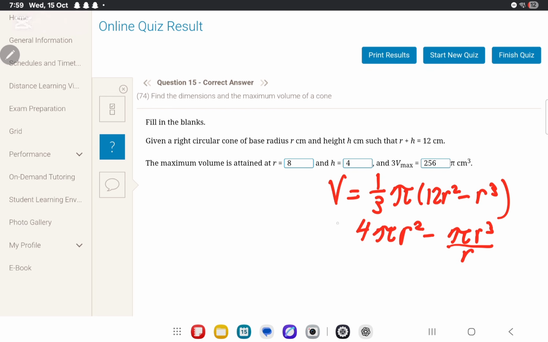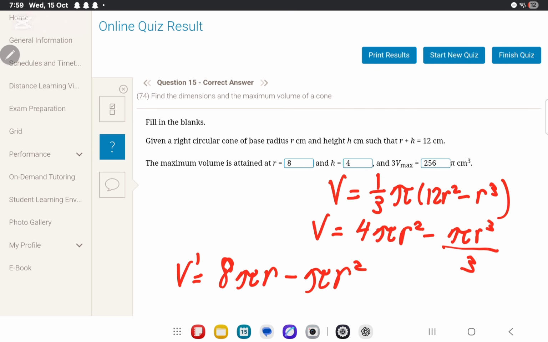This is V, right? So you are going to derive this. Now V prime is equal to 8 pi r minus... here I can simplify this, right? So r, this is gone, this goes to r squared, right? Wait, that was a 3, it's okay. Never mind. So this will cancel if I take it down, r cubed, whatever. It's going to be pi r squared.